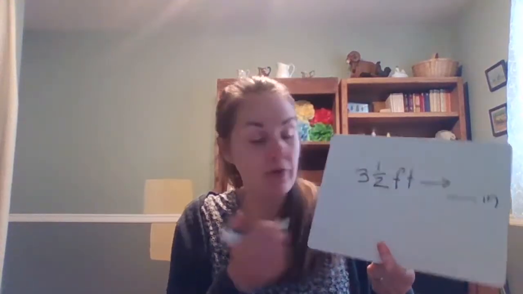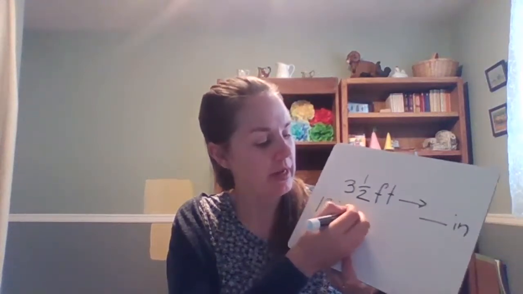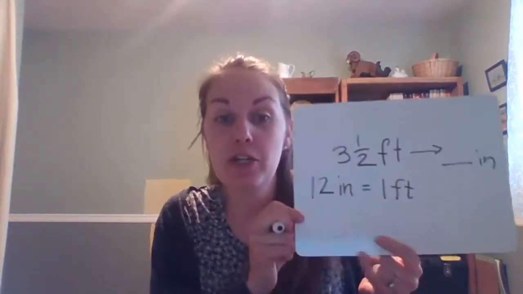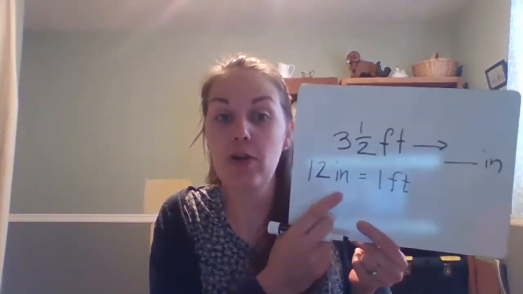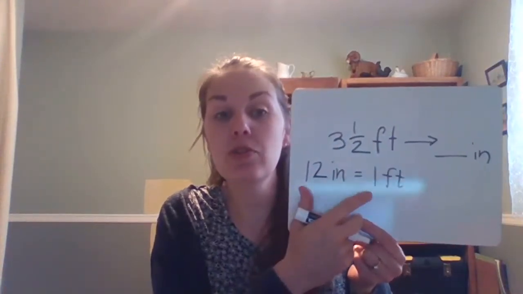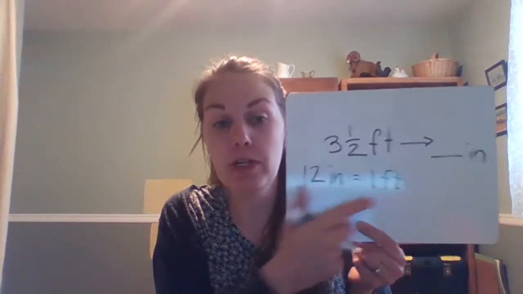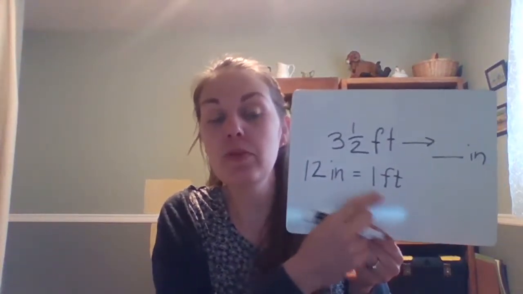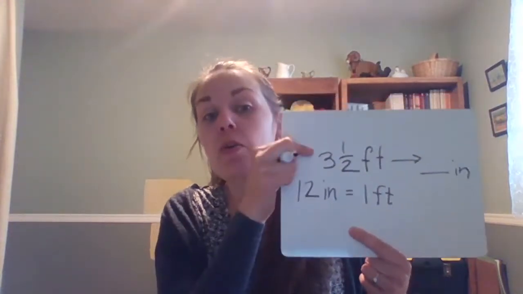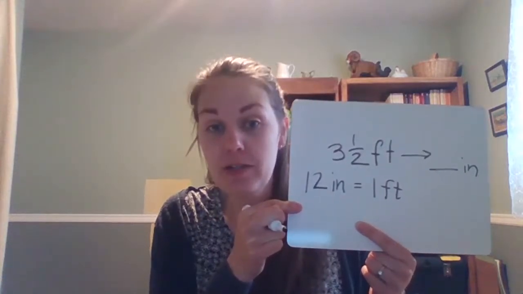So if you don't know this already, there are 12 inches in 1 foot. So if I were to write that as a math equation, I would write it as 12, and IN is the abbreviation for inches, is equal to 1, and FT is the abbreviation for feet or foot. So 12 inches is equal to 1 foot. So that means that for every 1 foot, I have 12 inches.